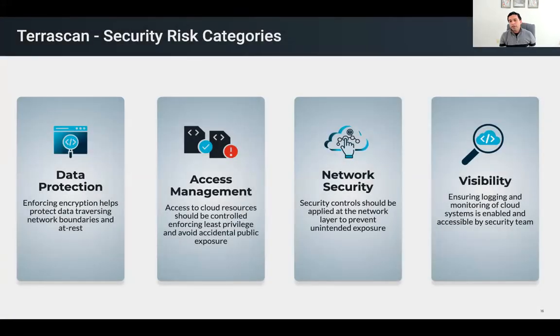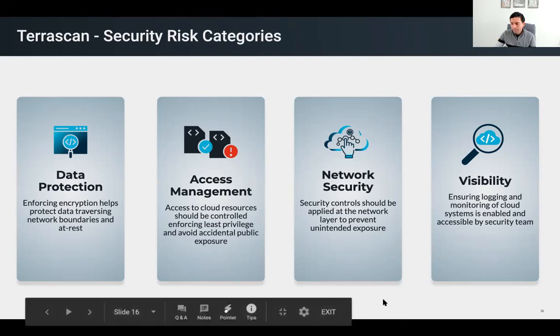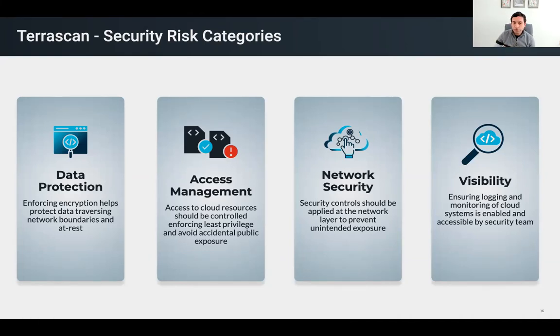So I wanted to leave you today with the four security risk categories that Terrascan helps to identify, and that you should be mindful of when thinking about security in your environment. The first category is data protection. If you have any sensitive data or information traversing your systems, you want to make sure that data is encrypted in transit and encrypted at rest if you're persisting that data in your system.